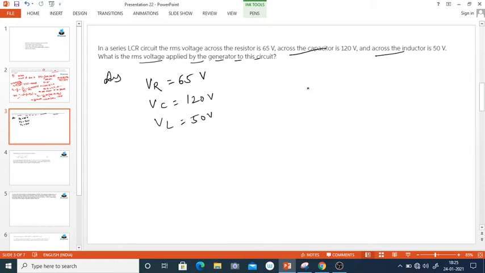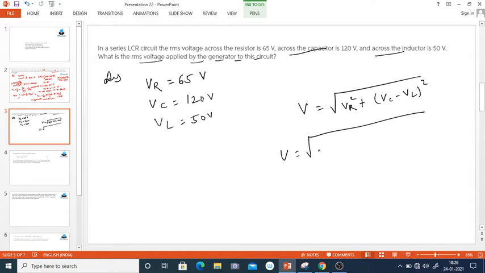Very easy question. We can use a very easy formula: in a series LCR circuit, V is equals to under root of VR square plus VC minus VL whole square. Okay, put the value of VR, VC and VL, we finally get the answer. Substitute the value, we get the answer. So V is equals to VR means 65 whole square plus VC minus VL, which is equals to 120 minus 50, which is equals to 70 whole square. You can solve this equation and get the answer.